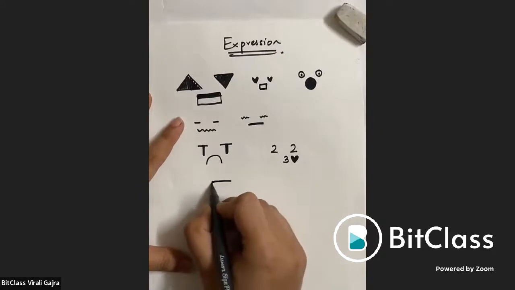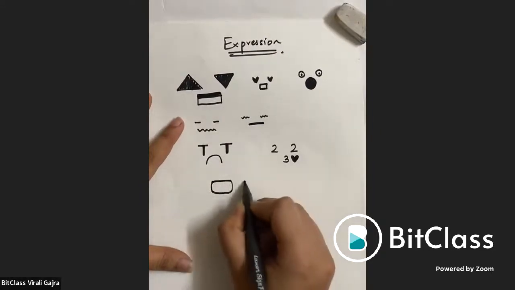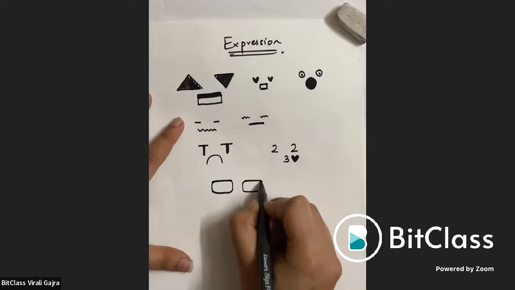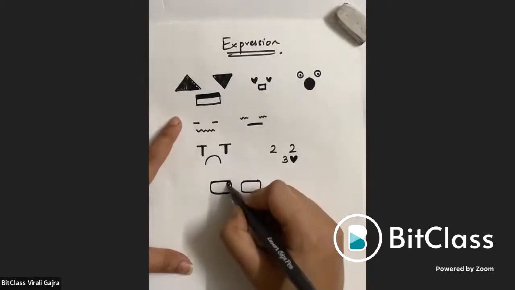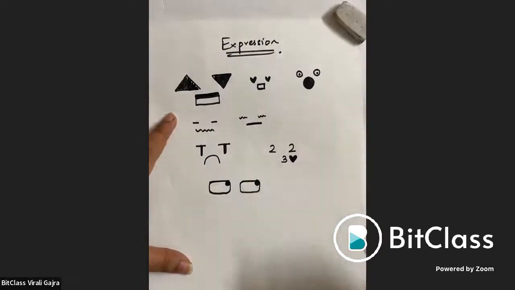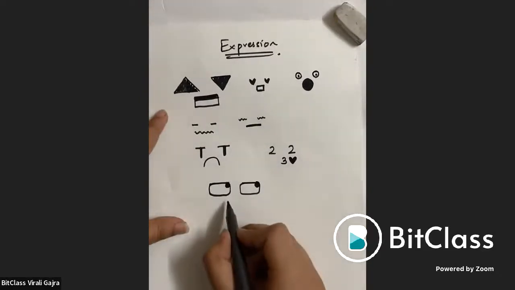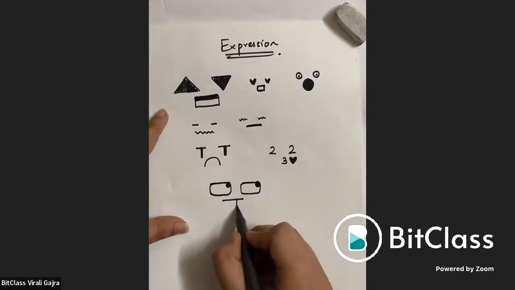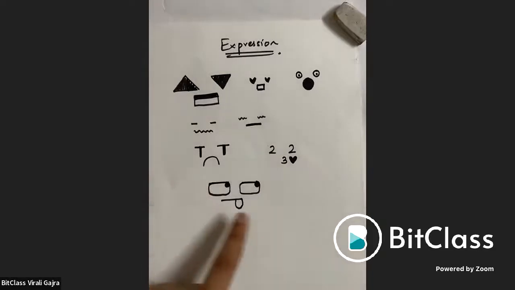So yeah, let's do that. I am just making a rectangle shape over here for eyes, circles over here for eyeballs, and maybe alphabet P over here for tongue.